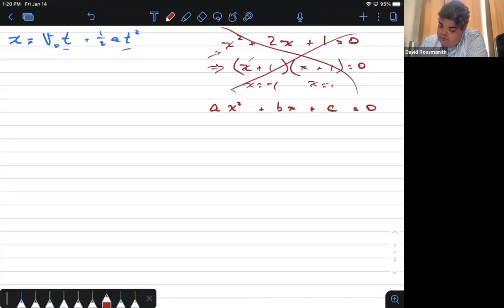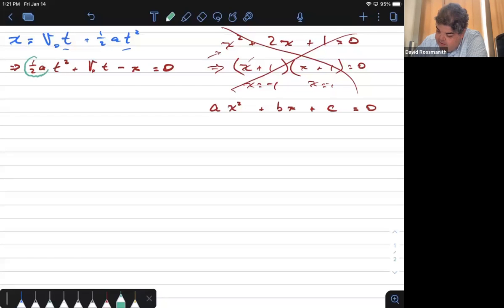and rewrite it in this standard form. So what do I have? Well, the t squared term, there's 1/2 a times t squared. And then we have plus v naught times t. And then when we bring the x over to the other side, it becomes negative. So we have minus x is equal to 0. And now we see that indeed we've rewritten our quadratic equation into standard form.